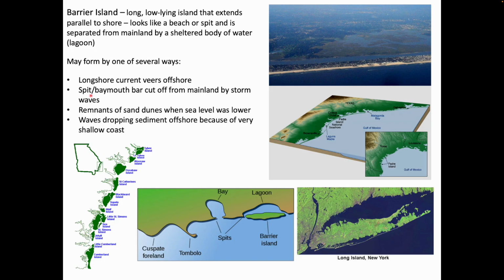Or a sand spit or baymouth bar can be cut off from the mainland by storm waves. Or remnants of sand dunes from when sea level was lower. For example, when sea level was lower, that exposed the continental shelf and all of that sand was blown up into sand dunes parallel to the coast. Then sea level rose, which inundated and isolated those sand dunes. Barrier islands can also form when waves drop sediment offshore because of a very shallow coast.